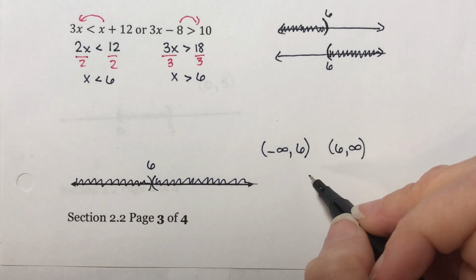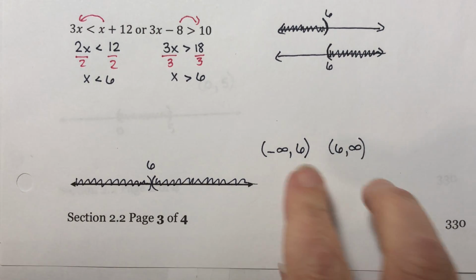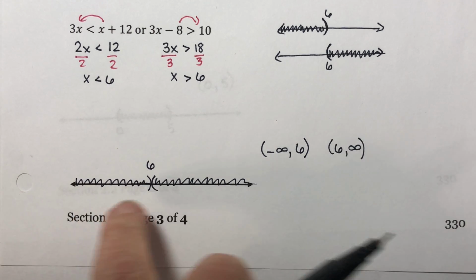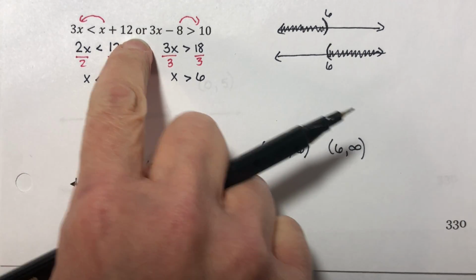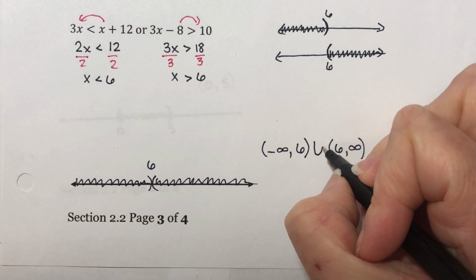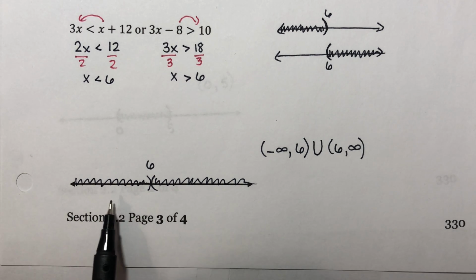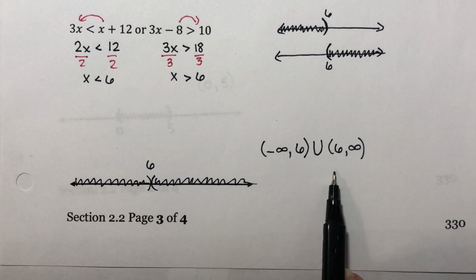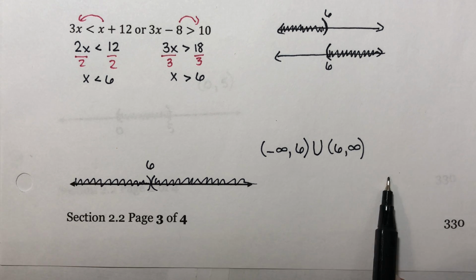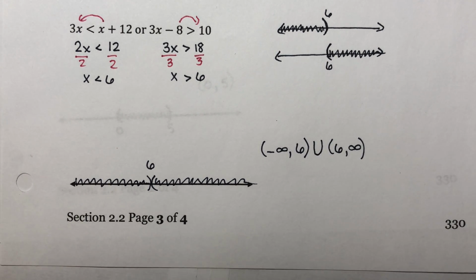Okay. Now, I do have a jump, and the way we do that is we deal with each part, we describe each region, and then that's OR, so you put a union between them. This is your graph answer. This is your answer in interval notation. When you're working on the homework, this will pop up in the tool palette.